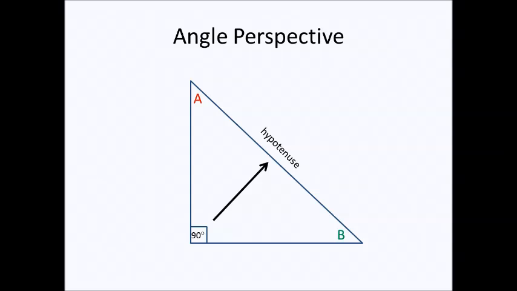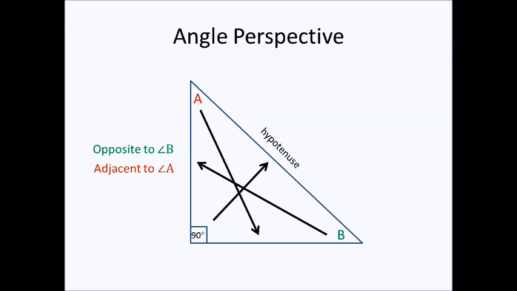Let's look at angle B. Across from angle B, we have the side that is opposite angle B. So the side that is across from an angle is called its opposite. This side is also adjacent to angle A. Across from angle A, we have the side that is opposite angle A. We also have the side that is adjacent to angle B.